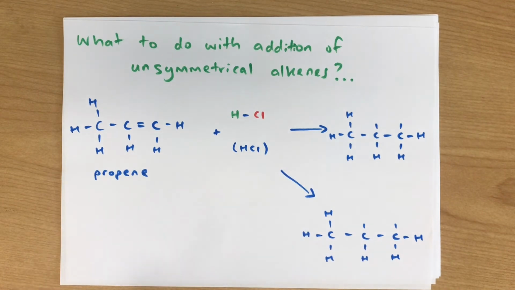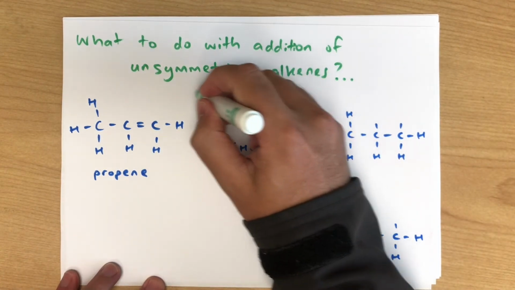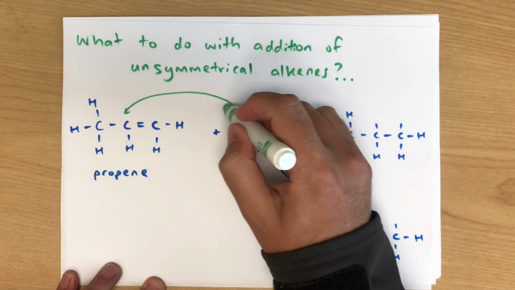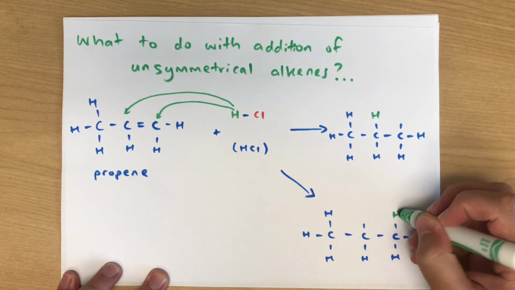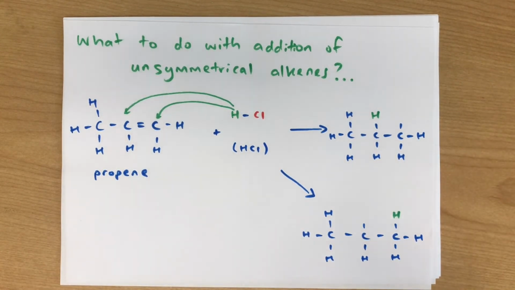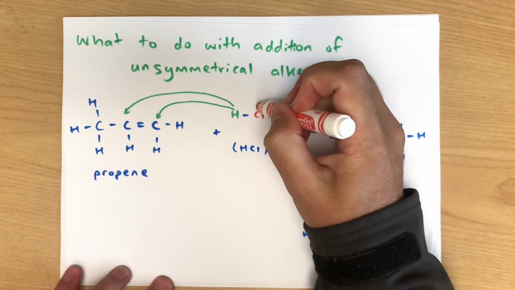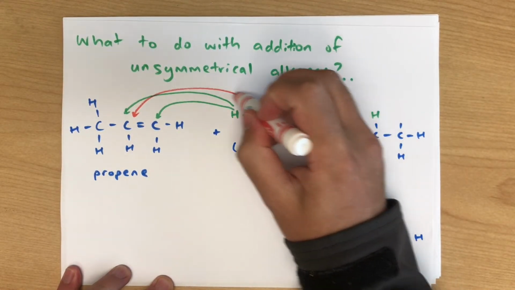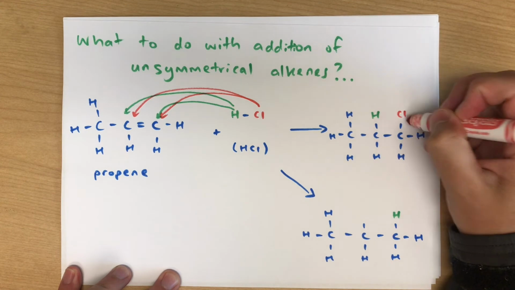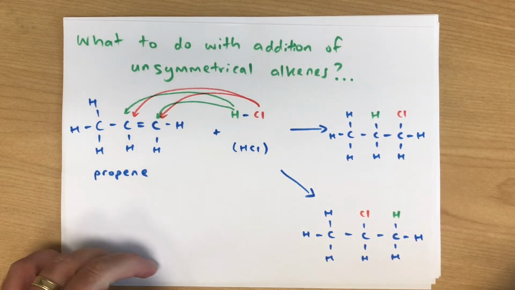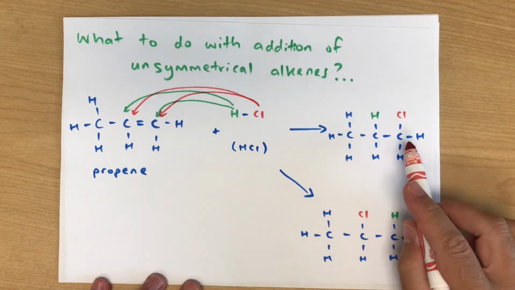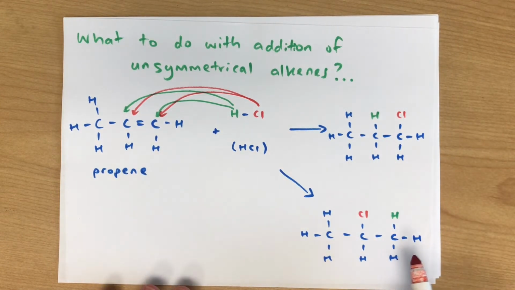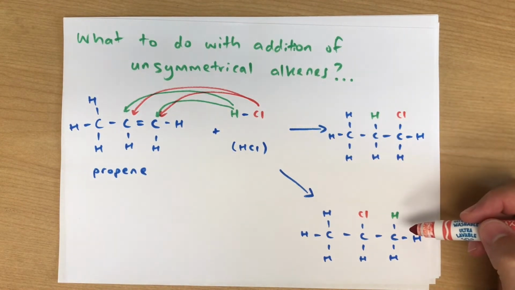There are 2 possible things that could happen. My hydrogen could go to the middle carbon, or it could go to the end carbon. So I could have a hydrogen there, or I could have a hydrogen there. Likewise, my chlorine has 2 places it could go. It could go on the end carbon, or it could go on the middle carbon. So I could have a chlorine there, or a chlorine there. They form 2 different molecules. This is 1-chloropropane, this is 2-chloropropane. They will have different properties, so I need to be able to predict which molecule is going to be formed.